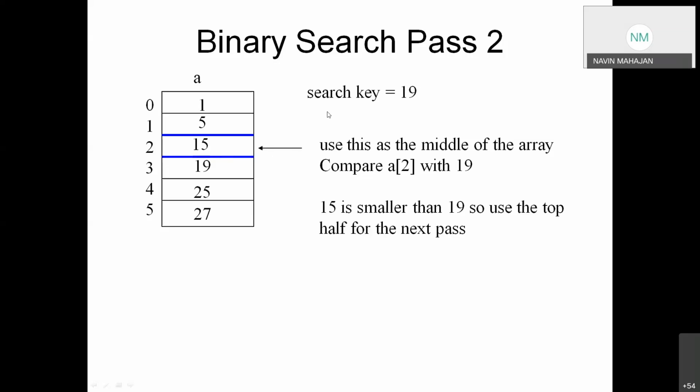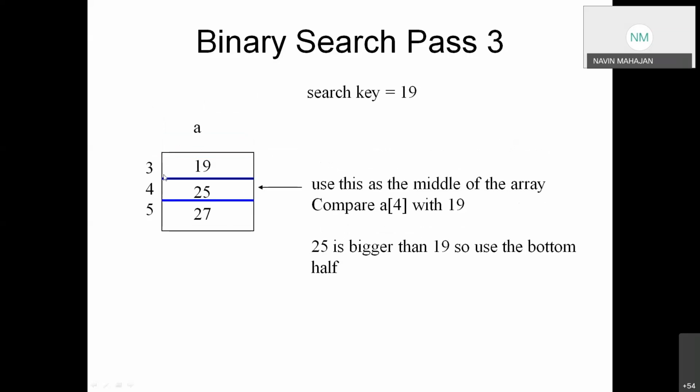Now is the key less than mid or greater than mid? It is greater than mid. So what will I do? End was here. Beginning was at 0. Now as we have to compare the second half, I will skip the first half and make beginning equal to mid plus 1. Beginning was 0. We will make it mid plus 1, which will become 3. Now beginning is 3 and end is 5.